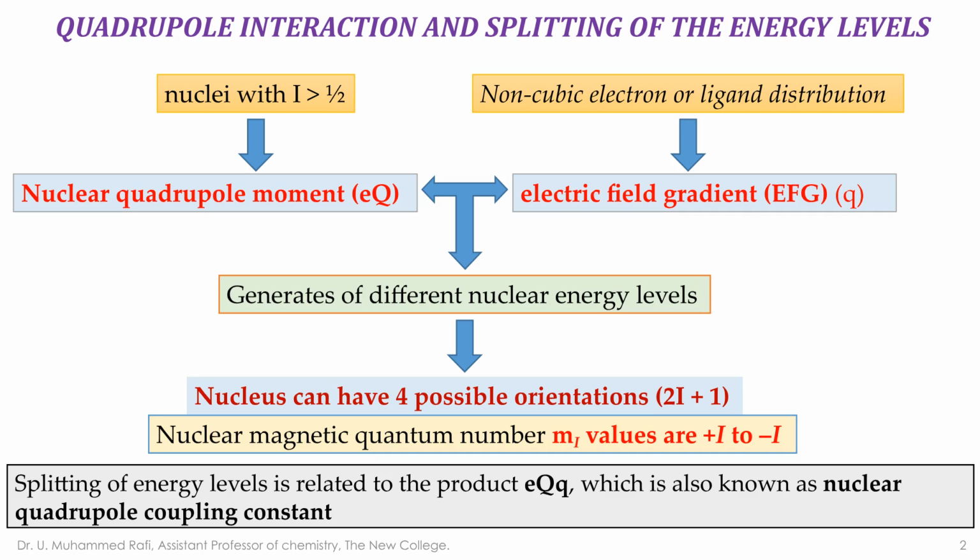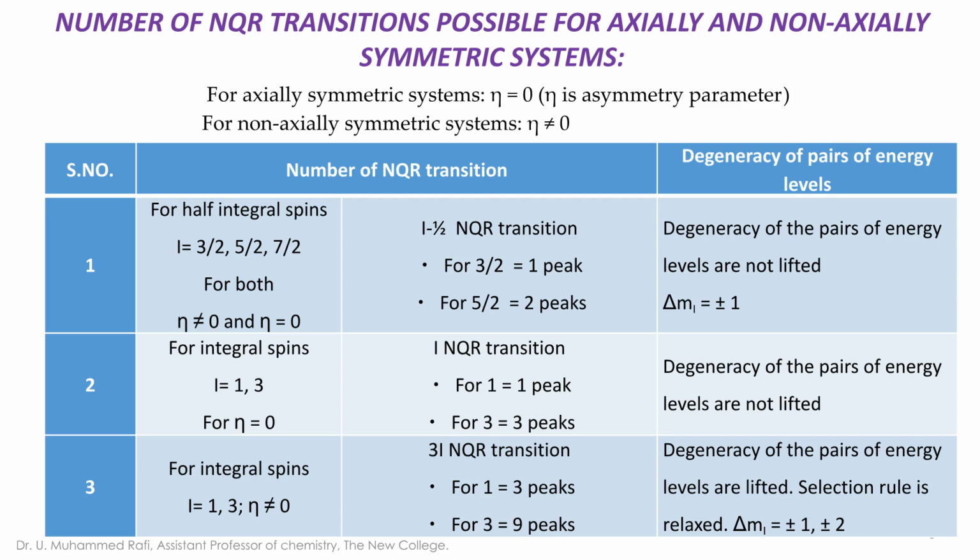Nuclei with a spin I greater than 1/2, combined with a non-cubic electron or ligand distribution, generate different nuclear energy levels with nuclear magnetic quantum number Mi values from +I to -I. The number of NQR transitions possible depends on whether the system is axially or non-axially symmetric, defined by the asymmetry parameter eta. The number of transitions varies significantly based on the spin I and whether eta is 0 or non-zero.